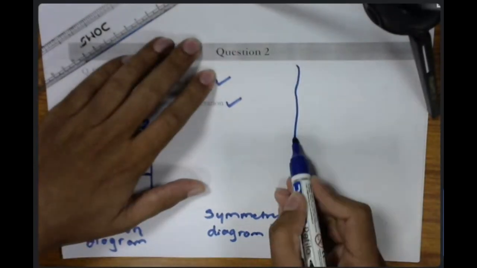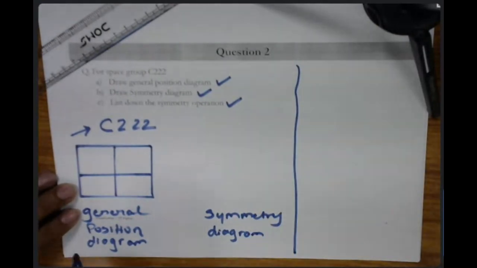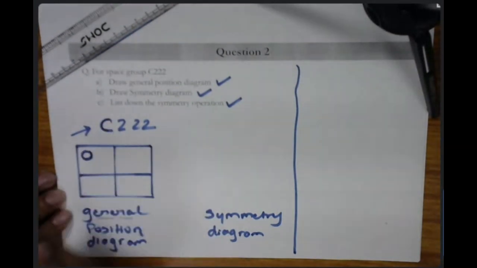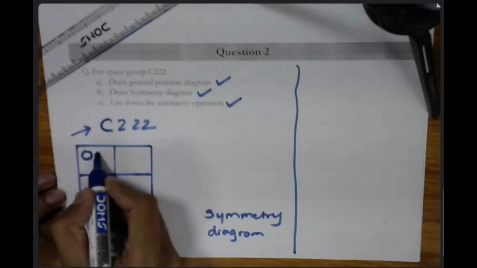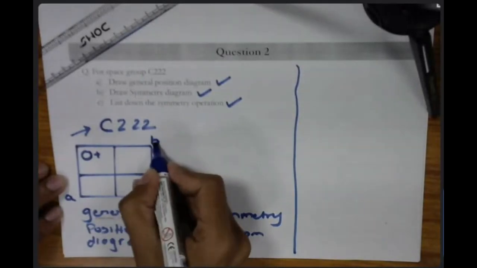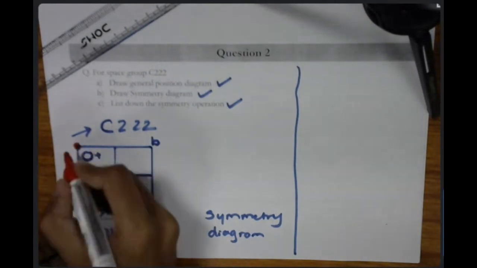And here we'll draw the symmetry diagram. And let us say somewhere over here, we'll write the list of symmetry operations. Since this is C centered, we are starting with the first point. Let us say the point is over here and it is shifted by some amount in the Z direction. So this is our A, this is B, and the origin is lying somewhere over here. This is our origin.